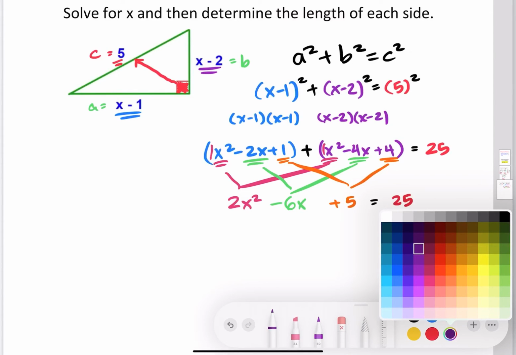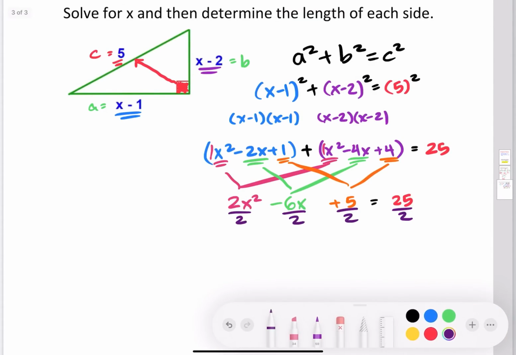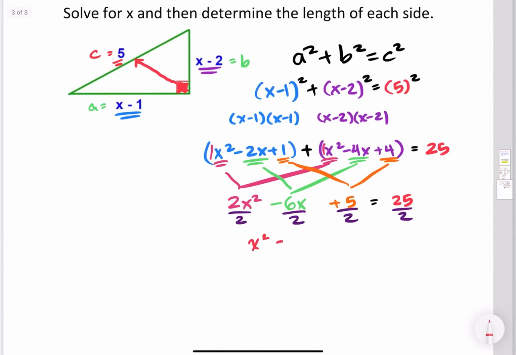To complete the square, we want that x squared value to be 1, so I've got to get rid of this 2. I'm going to divide by 2, and to be fair, we've got to divide everyone by 2. When I divide everybody by 2, we're now left with x squared minus 3x plus 5 over 2 is equal to 25 over 2.